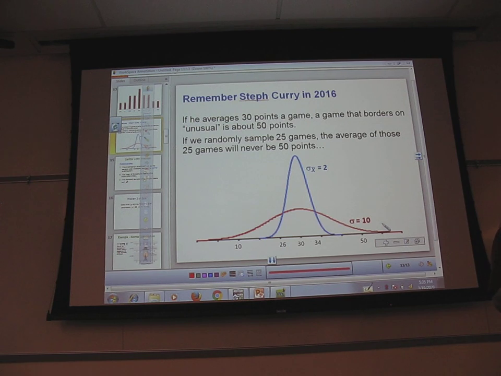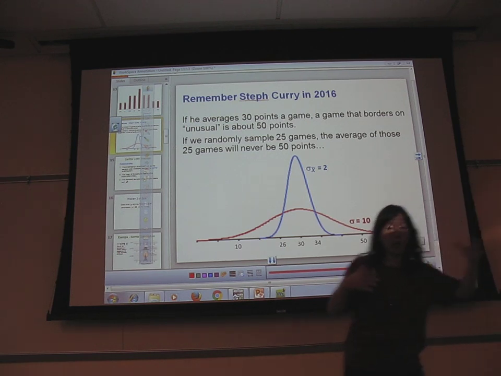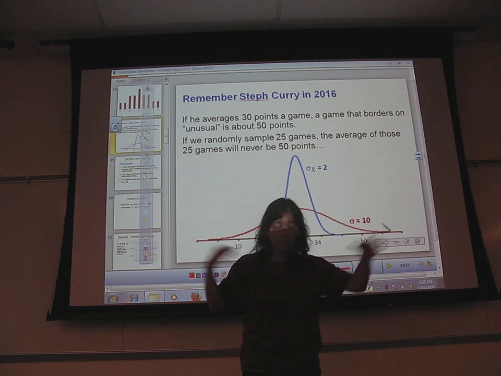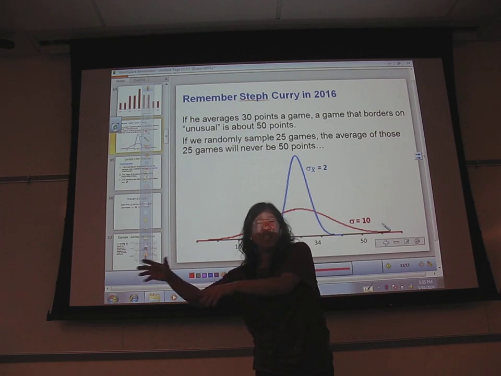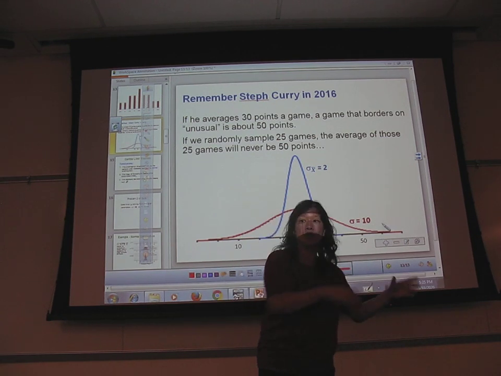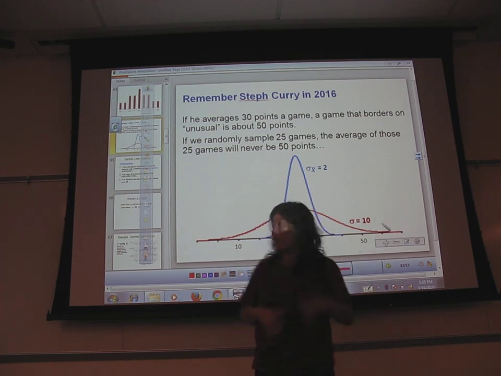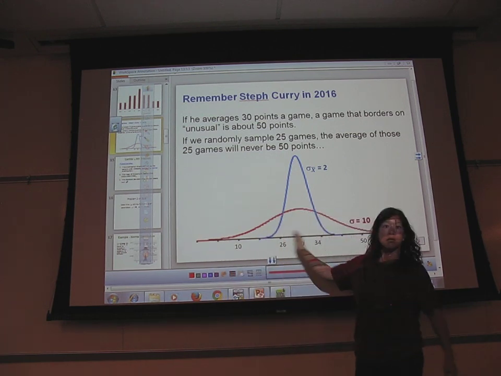That's not possible. Right? Because when you grab a game and you grab another game, and you grab a bunch of games, then you're going to get some small ones in there along with some big ones. So they're going to kind of cancel each other out, and you're going to get something kind of right around the middle in here.